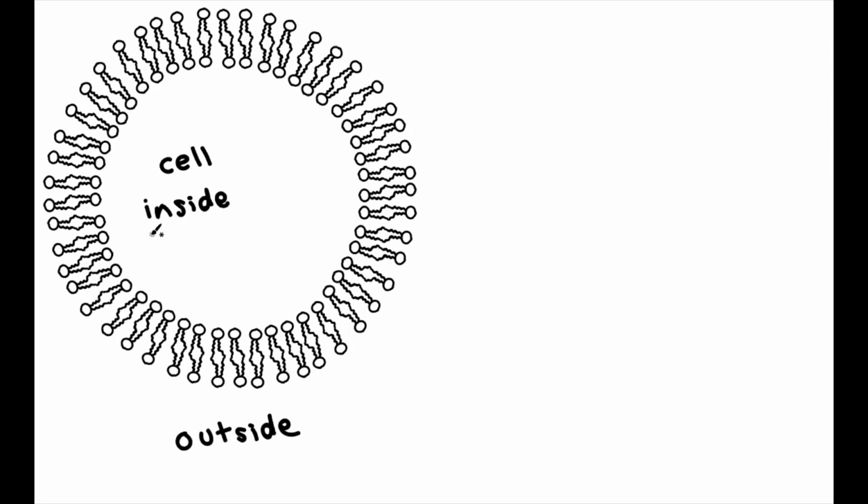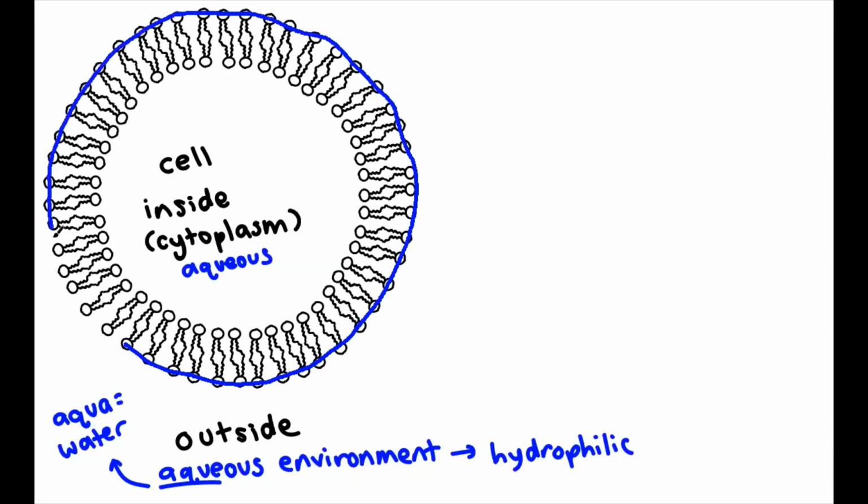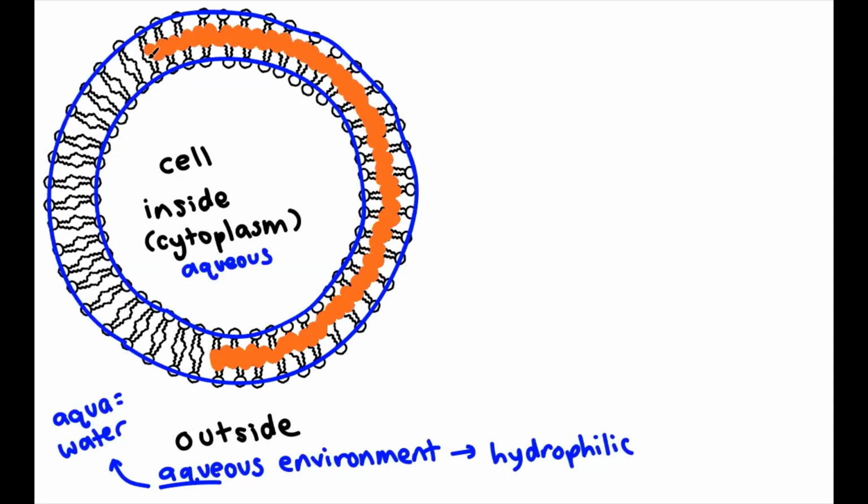That's because both the outside environment of the cell and the inside of the cell, the cytoplasm, are both aqueous. Think aqua like water. In other words, these are environments that are suited for hydrophilic molecules. This attracts the hydrophilic heads towards the outside environment and the inside of the cell. On the other hand, this repels the hydrophobic tails, which want to stick together.